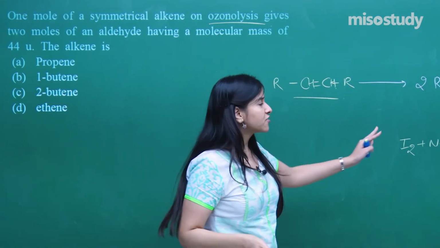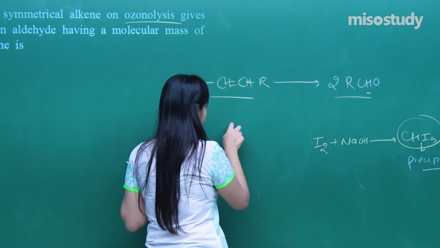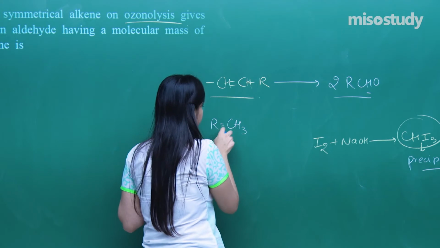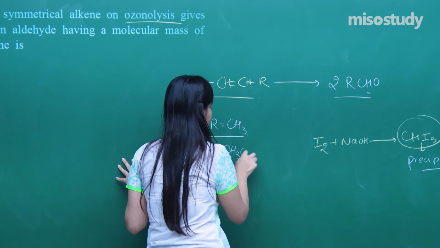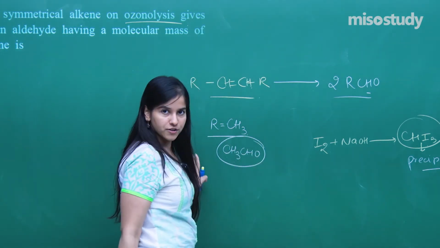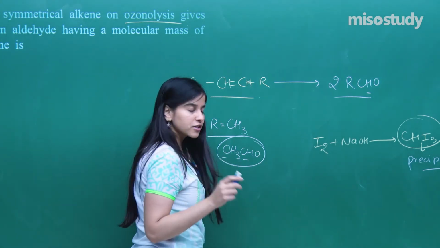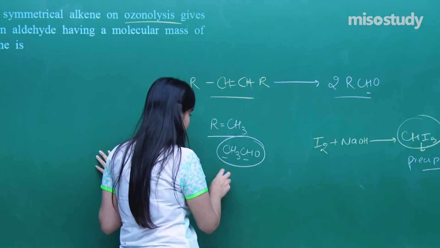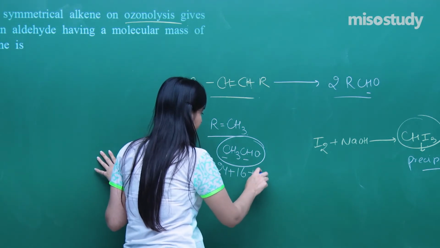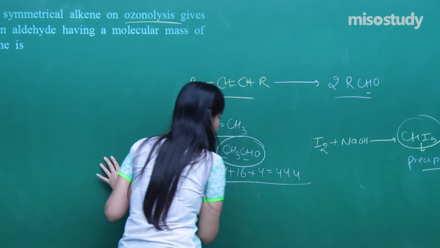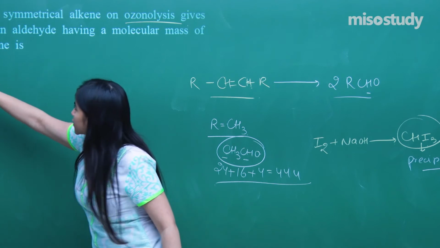Let us just hit and trial this. If I put R as my methyl group, what do I have? I have got CH3CHO as the one aldehyde formed. If I try to calculate the molecular mass, I get 12 plus 12, that is 24, plus 16 for the oxygen and 4. That means 44U, I have got it. This is what the question is requiring. So we get a molecular mass of 44U.